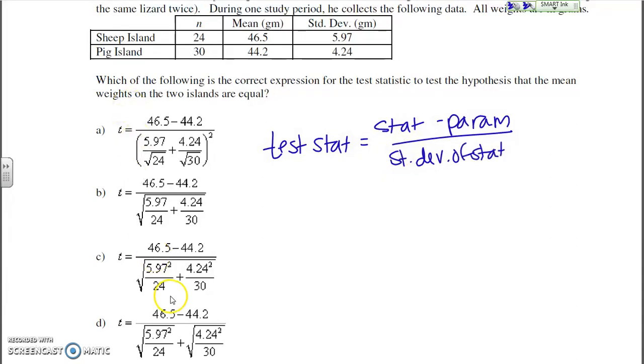So as you can see, all of the test statistics should be T. Now the statistic should be the subtraction of these two. So you notice that it is 46.5 minus the 44.2, minus a parameter of 0. Well, they don't show the 0 on here, and that's okay.